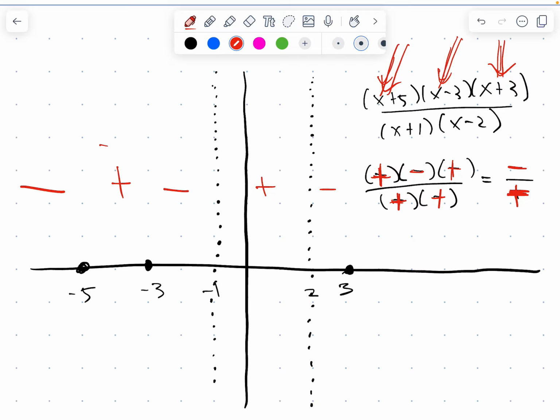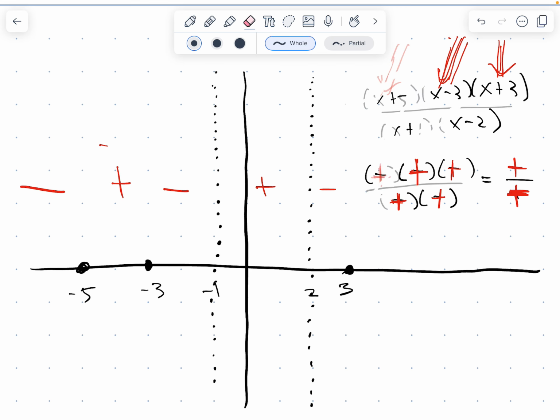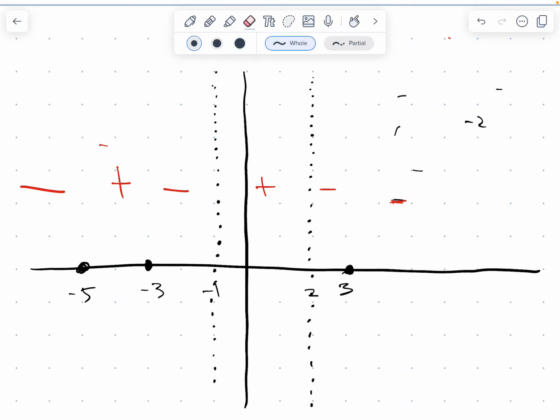And then after 3, let's choose a number like 10. 10 plus 5 is positive, 10 minus 3, and that one is our last one to flip. 10 minus 3 is positive. Now everything on the top is positive, everything on the bottom is positive. So now we can go ahead and graph this. And we are missing a couple bits of it. We'll get to that in a second.